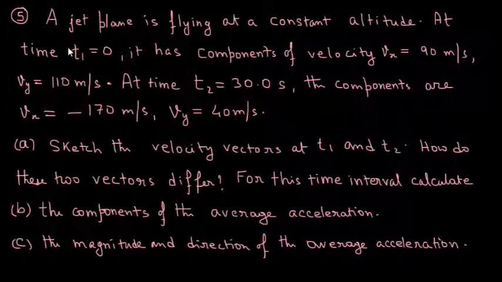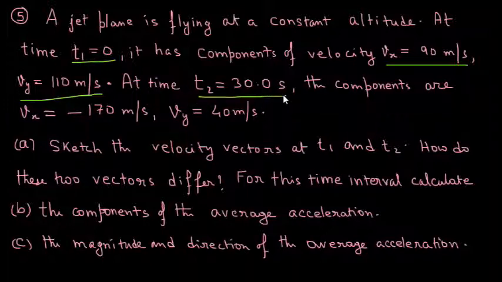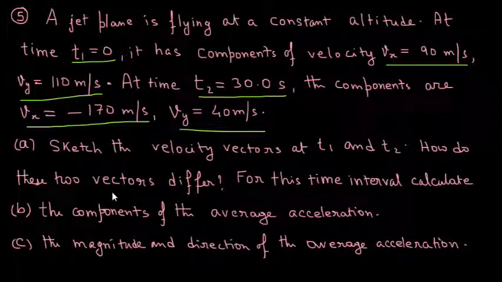So the next question, question number 5: a jet plane is flying at a constant altitude. At time t1 is equal to 0, it has components of velocity Vx equal to 90 meter per second. So the values, just you underline it. Vx value is this much, Vy's value is 110 meter per second. At time t2 is equal to 30 seconds, the components are Vx equal to minus 170 meter per second and Vy equal to 40 meter per second.